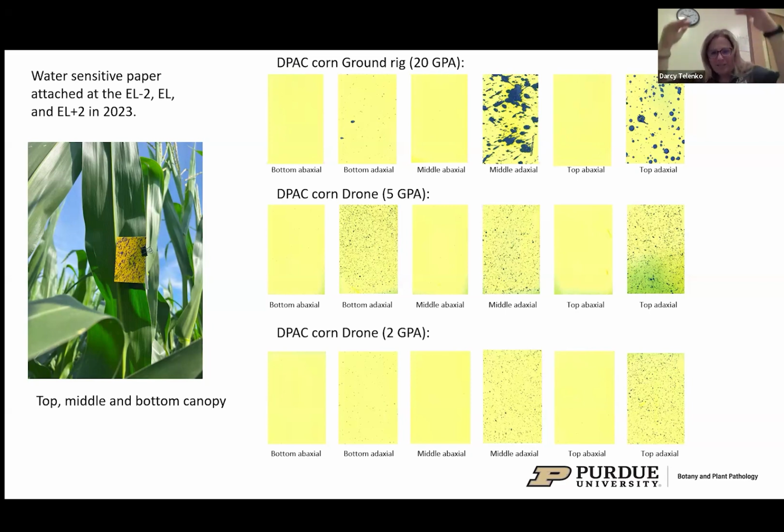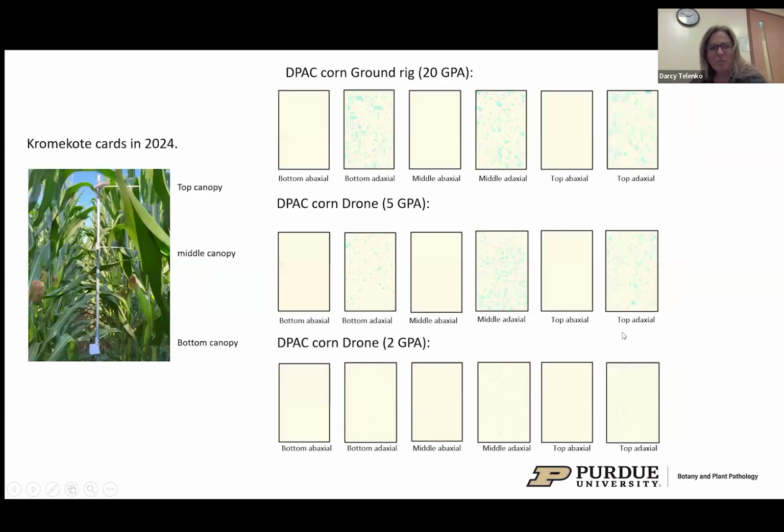So I think it's top to bottom, so that this top row here is the top of the canopy. And then we go down into the middle of the canopy, which is where I want to target leaf protection. And then the lower part of the canopy there with the water sensitive paper. We switched this last year to the ChromaCard cards.